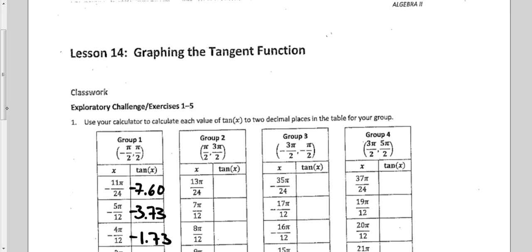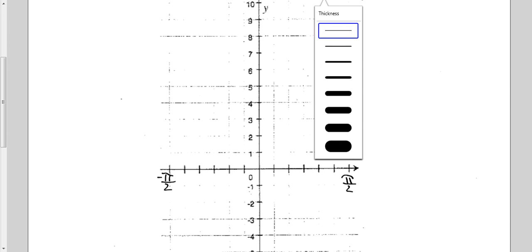Now, my next spot is negative 5 pi over 12. What's that really close to? Let's do this. That changes. So if this is negative pi over 2, the halfway is going to be pi over 4, right?